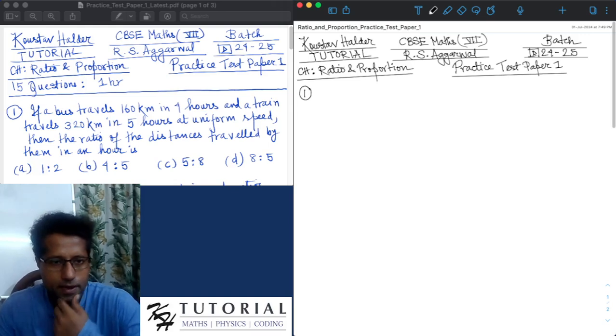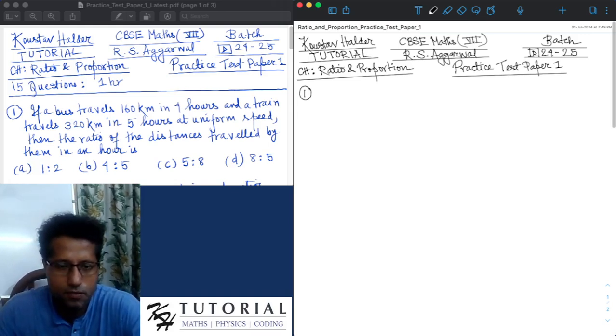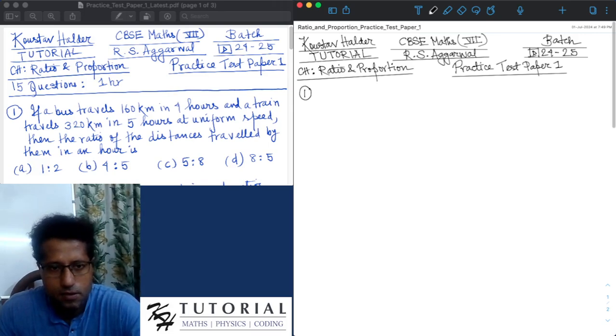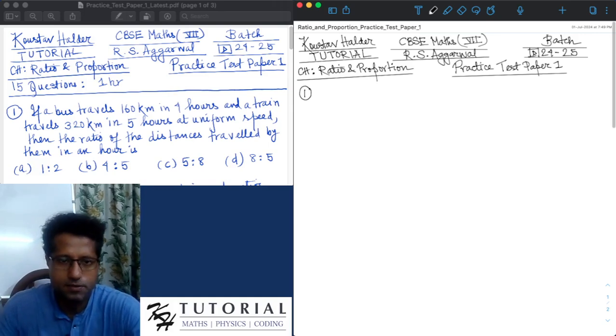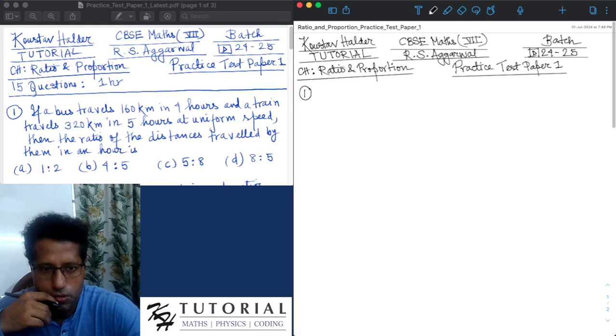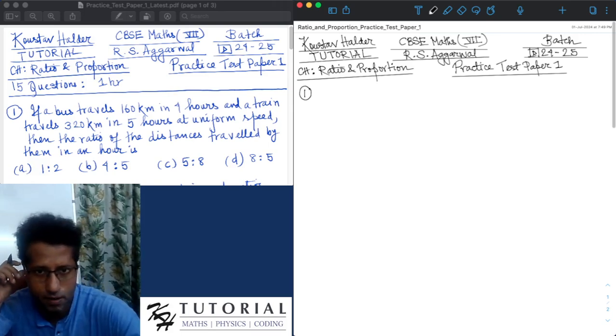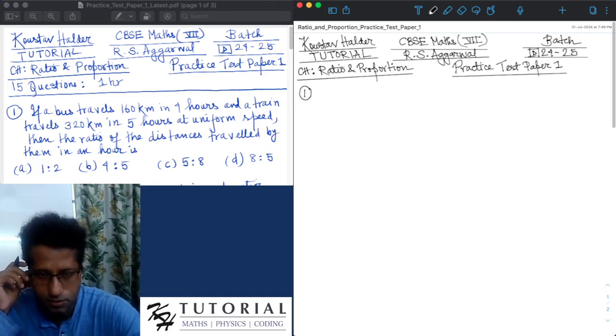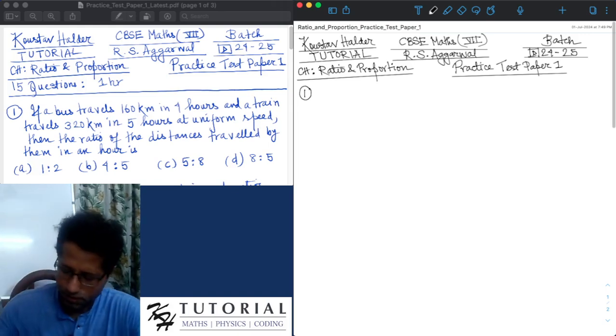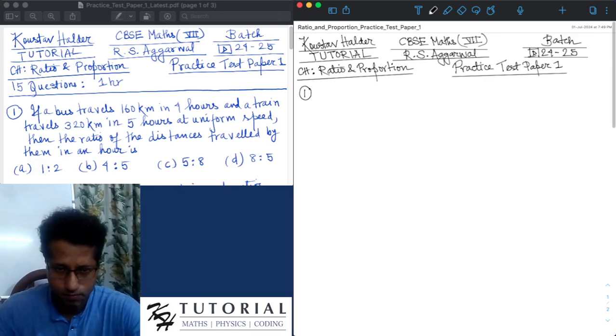Problem number 1 says that if a bus travels 160 km in 4 hours and a train travels 320 km in 5 hours at uniform speed, then the ratio of the distances traveled by them in an hour is. Okay, so this problem is a mixture of problem on ratio and proportion as well as unitary method, even though I have not covered the chapter on unitary method. But I think it's not that hard problem. You must be all aware of the unitary method, solving problems based on unitary method.